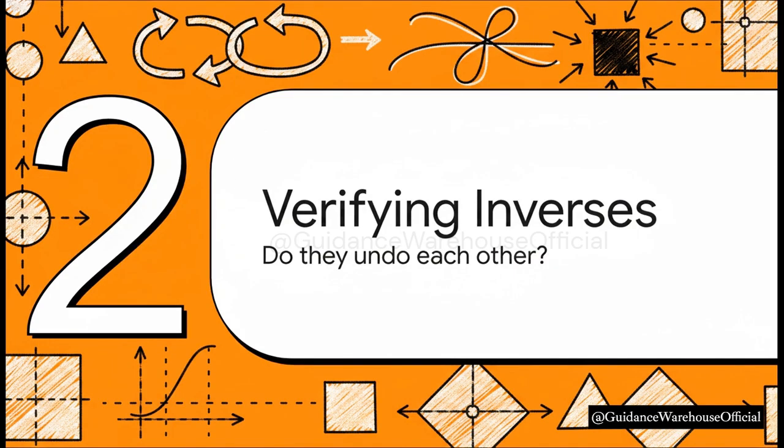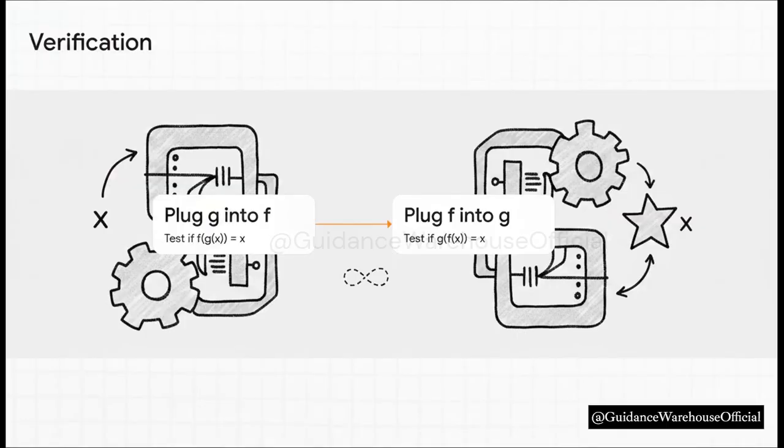Section 2. Verifying inverse functions. Do they perfectly undo each other? If we're handed two functions, let's just call them f of x and g of x, how do we actually prove they're inverses? We test them using function composition. You just plug one function entirely inside the other. If you plug g of x into f of x and all the math beautifully cancels out, leaving you with just the letter x, boom, they are inverses. Remember, that x represents your original unaltered input. If putting the output of one machine into the next machine just spits back your original starting material, they are perfectly reversing each other.